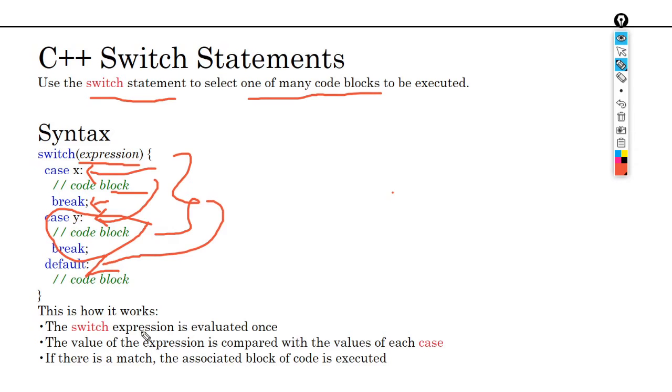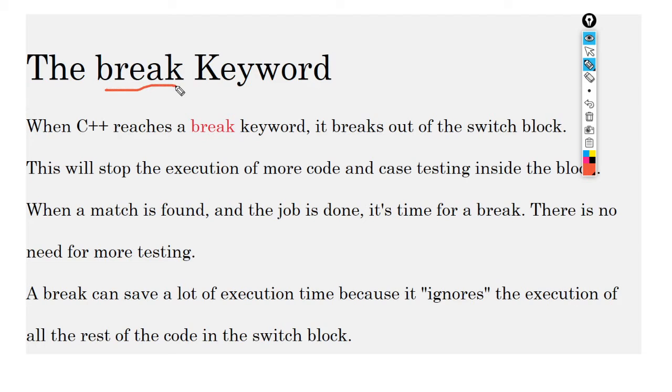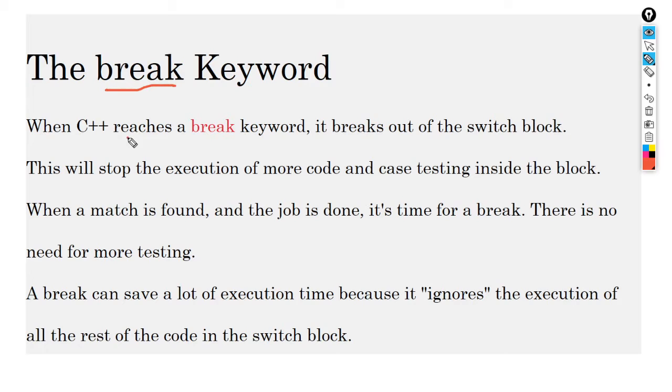Here you can see the switch expression is evaluated once. The value of the expression is compared with the value of each case, and if there is a match, the associated block will be executed. Here we can see the importance of the break keyword. When C++, that is the compiler, reaches the break keyword, it breaks out of the switch block. It will stop the execution of more code and case testing inside the block. When a match is found, the job is done. It will execute that block and break that case, so there is no need for any more testing.